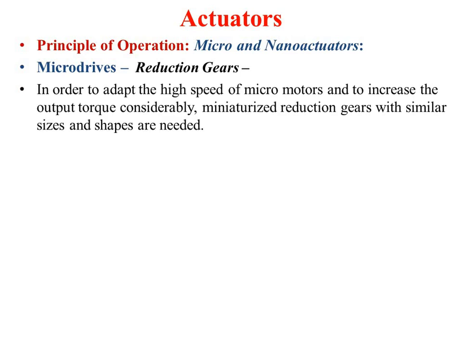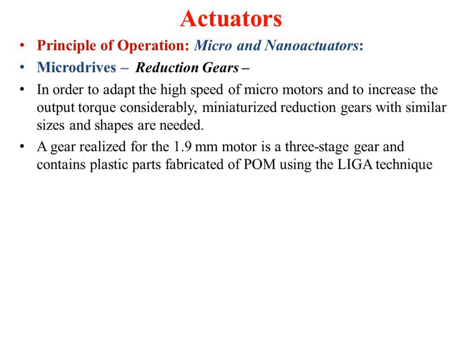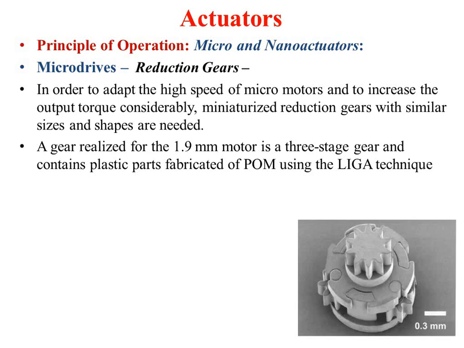In order to adopt high speed micro motors and to increase the output torque considerably, miniaturized reduction gears with similar size and shape are also needed. The gear realized for a 1.9 millimeter rotor motor is a 3-stage gear, containing a plastic part fabricated of POM using the LIGA technique. We have seen the LIGA technique in the last few lectures. So this is how you can manufacture it.